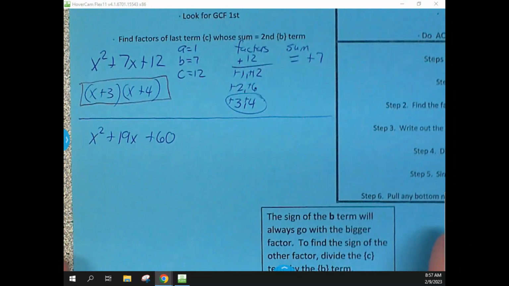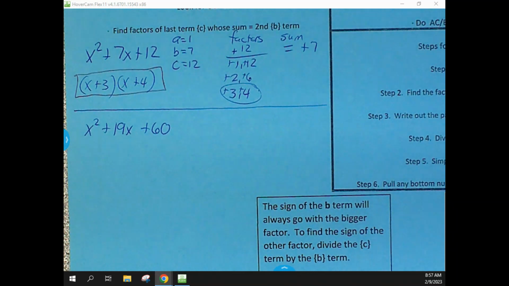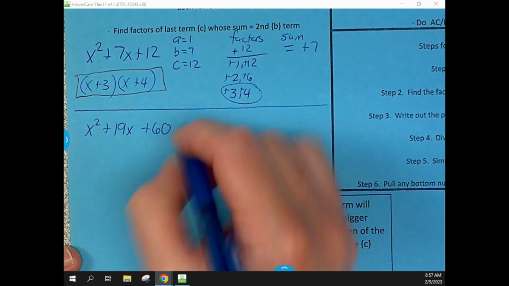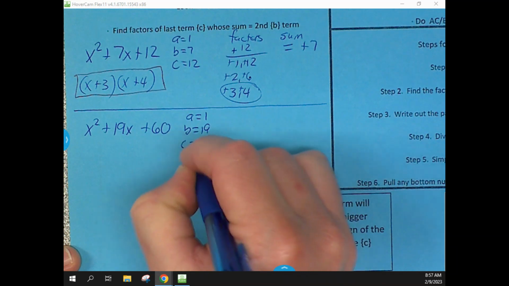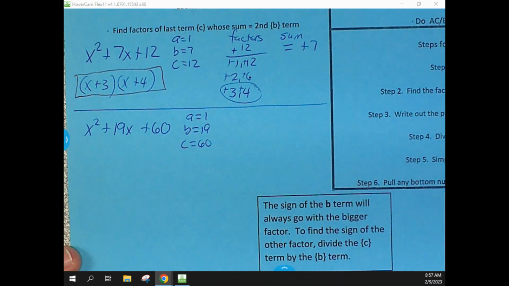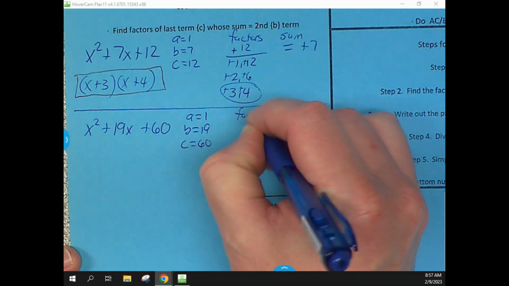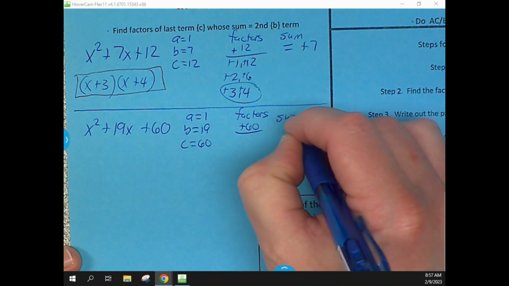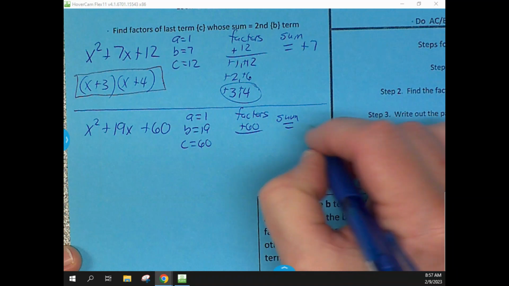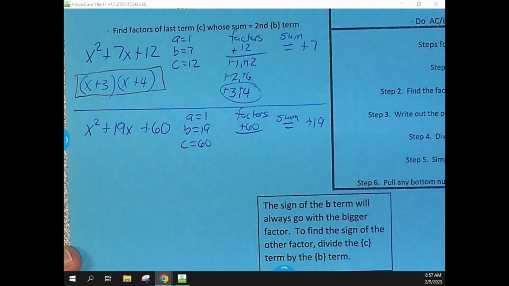All right, so for number 2, let's go with x squared plus 19x plus 60. So a is 1, b is 19, c is 60. Again, we're going to look for the factors of 60, positive 60, and we want the sum to equal positive 19.